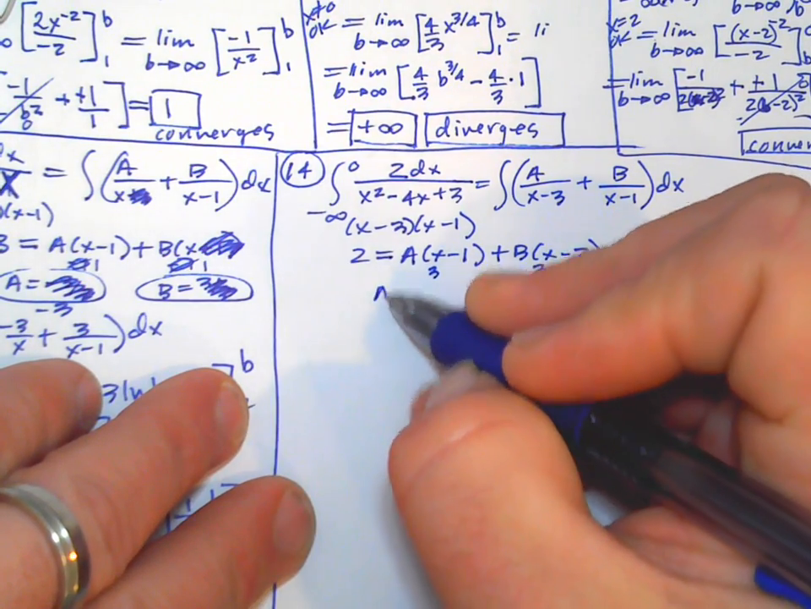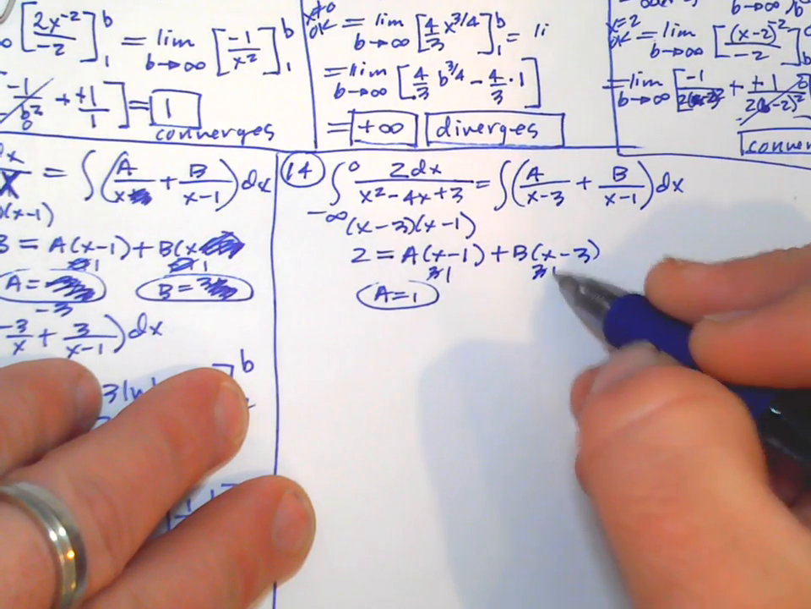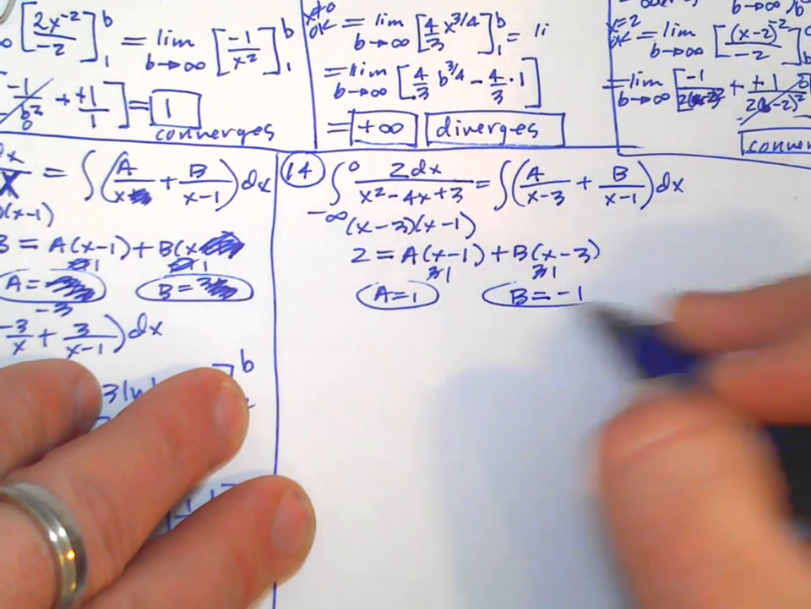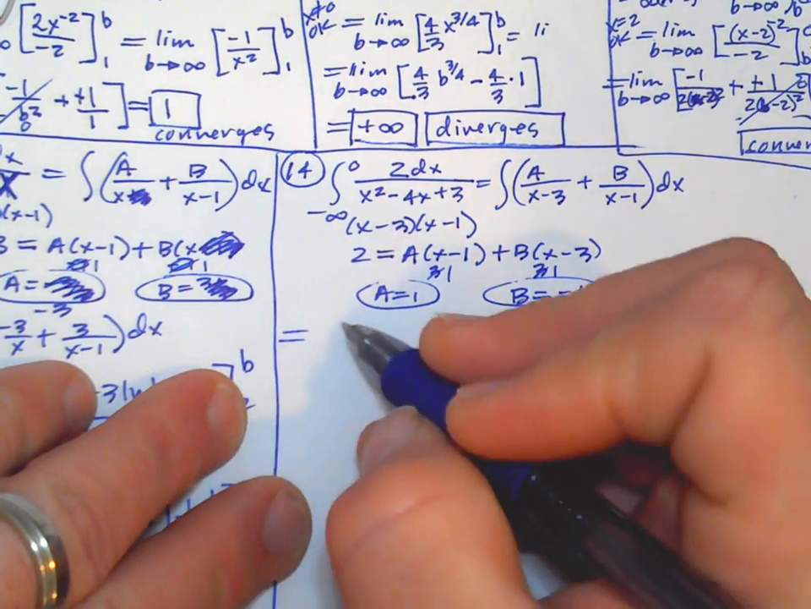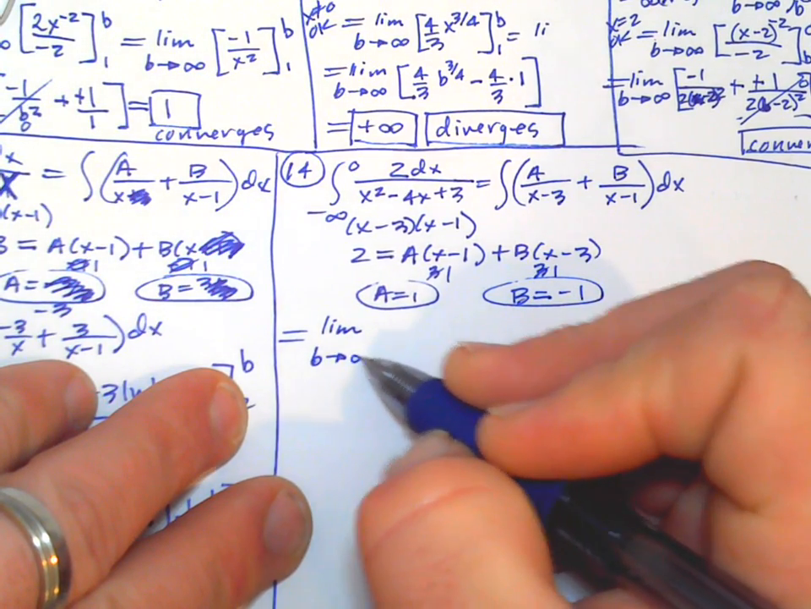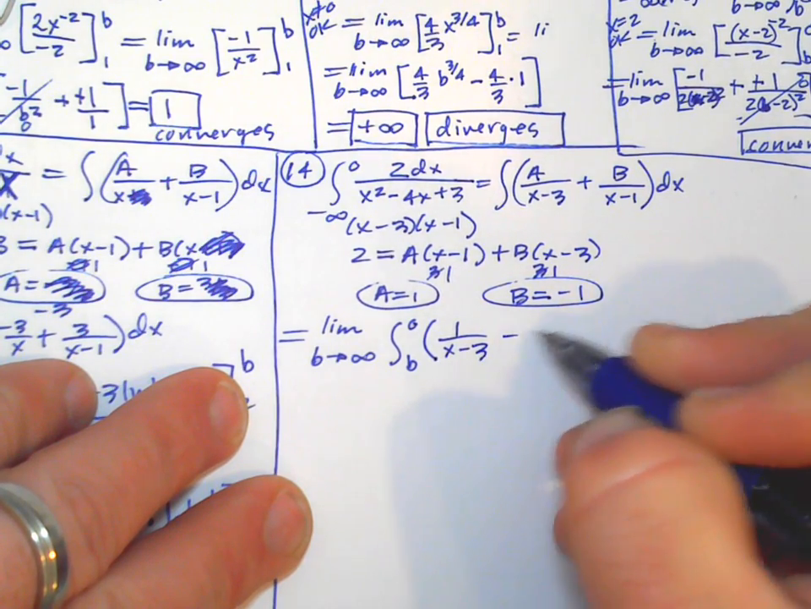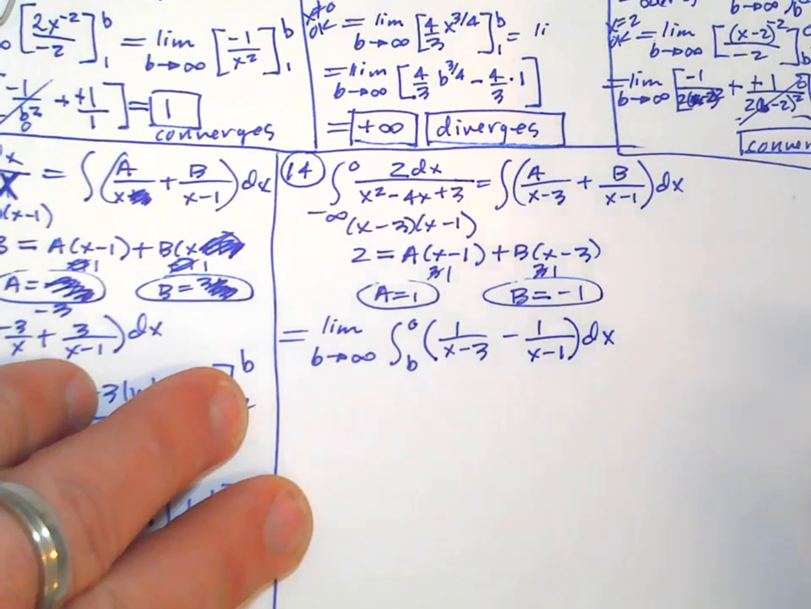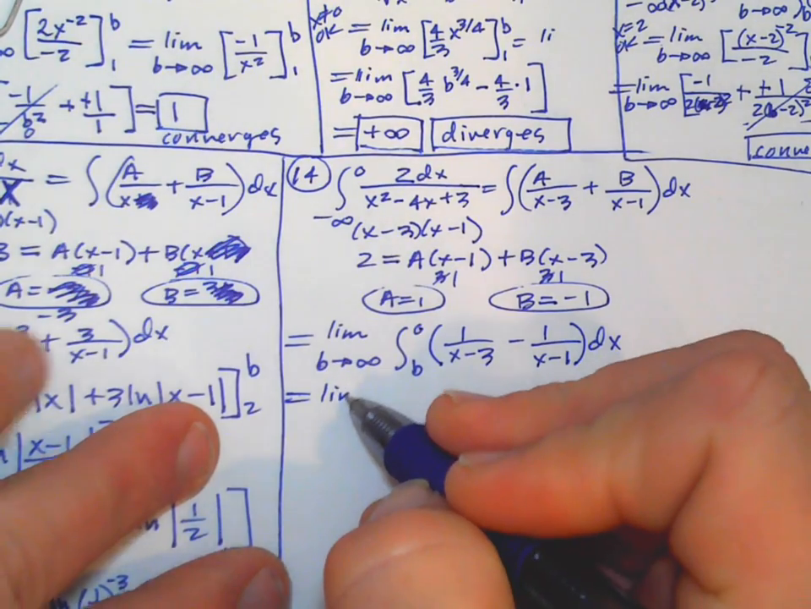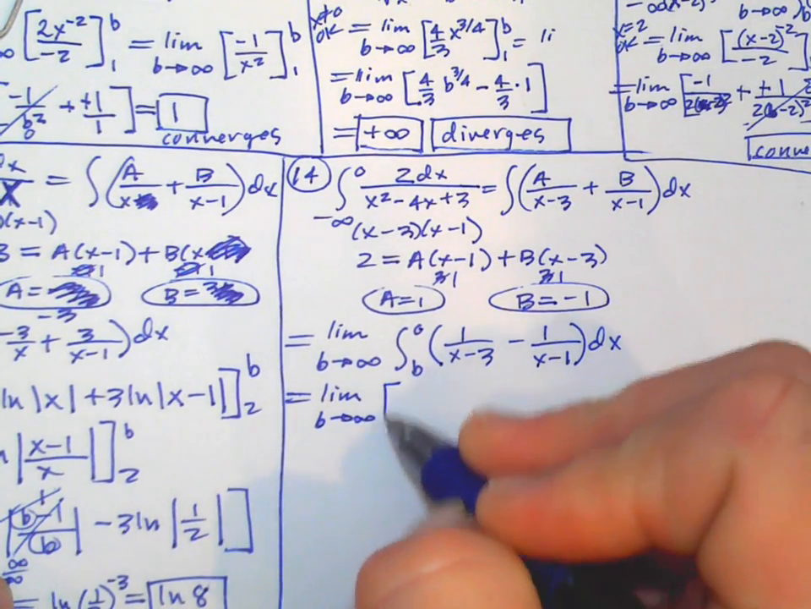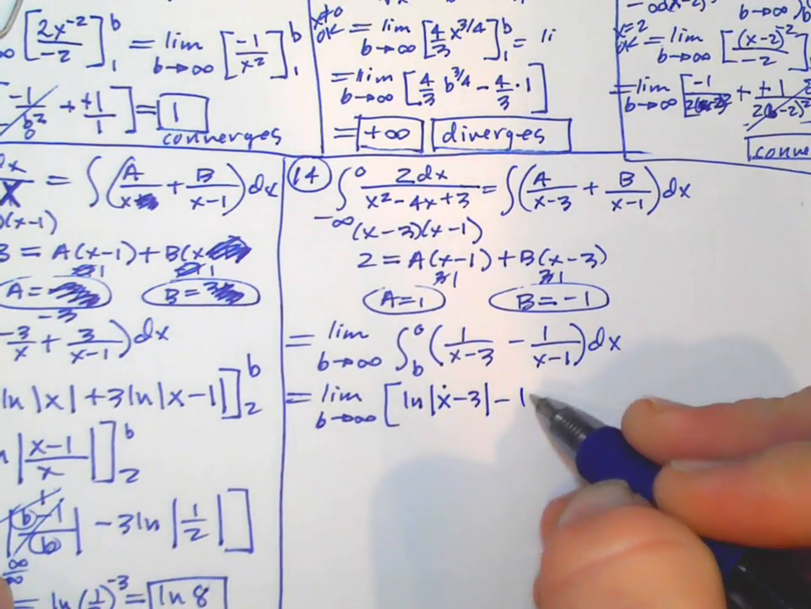And that would give you a equals 1. 2a equals 2. We could plug a 1 in, and that's going to give you b equals -1. Doing a little work in my head there. So we're going to rewrite it as a limit as b goes to infinity, b to 0. And it's going to be 1 over x minus 3 minus 1 over x minus 1. So the antiderivative is natural log of absolute value of x minus 3 minus natural log of the absolute value of x minus 1.